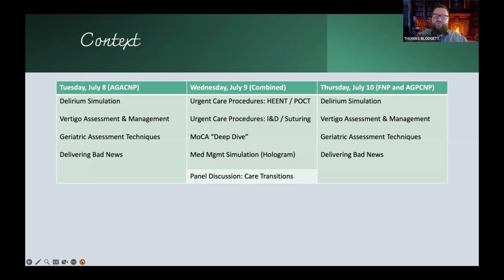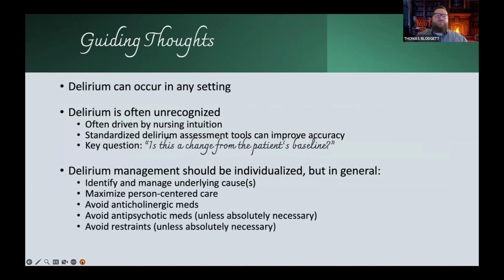And then they get together at the end with a group of panelists from the Duke Health System, so geriatricians, hospital medicine, palliative care, and then a variety of other folks, population health nurses, case managers, who come over and we talk through some difficult patient care transitions from the students' clinical experiences. So a lot of really great activities, but the ones that we're going to focus on today are the simulations. So, some guiding thoughts as I was developing this scenario is that delirium can occur anywhere.